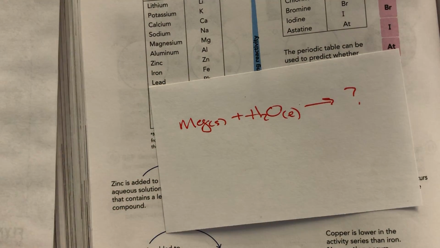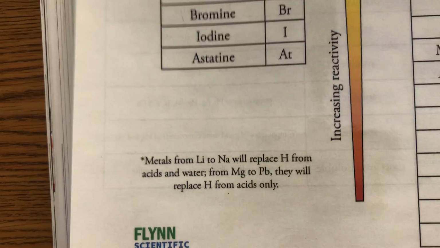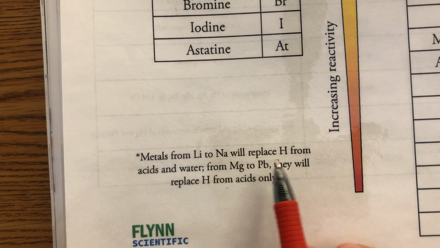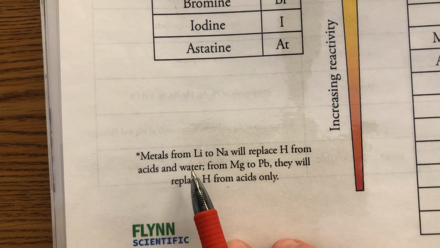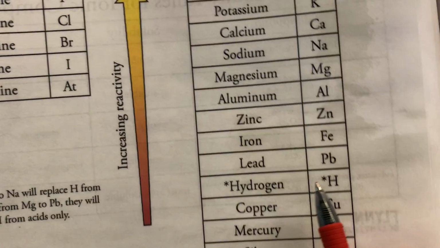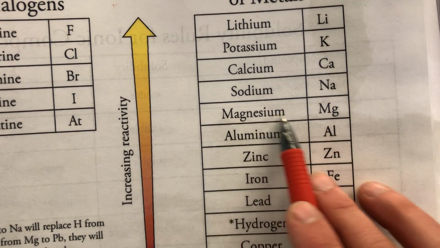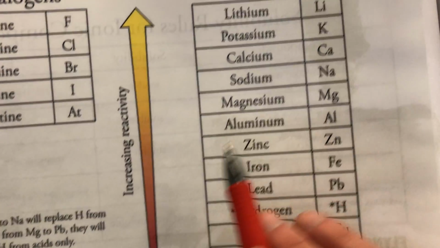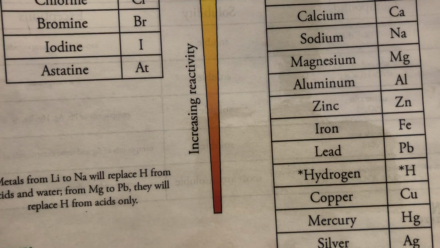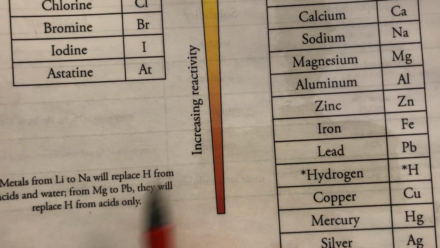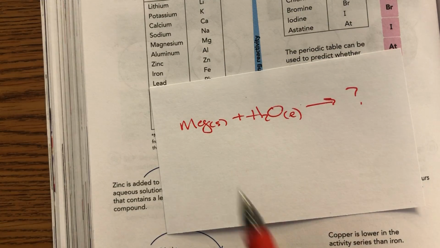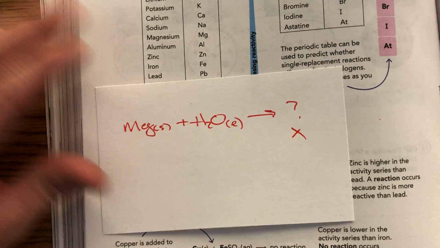Will the reaction occur? And based on this asterisk, metals from lithium to sodium will replace hydrogens from acids and water. Ooh, see how there's water there? Now, magnesium, is it in this range of lithium to sodium? It is not. It's below that. Magnesium will only react with acids because acids have an extra H on there and they want to donate that. So let's look here. So this is not going to happen. This reaction will not occur.